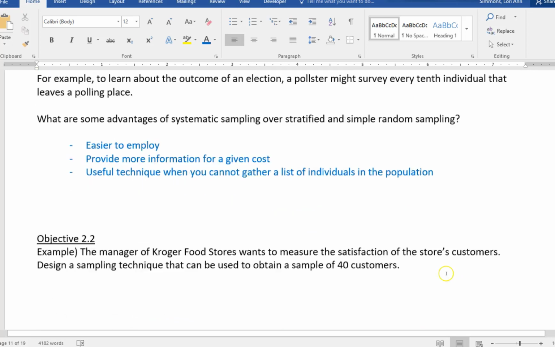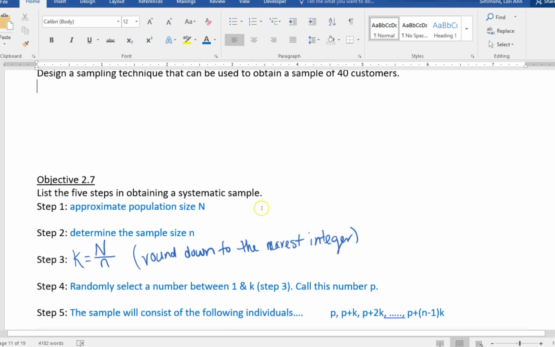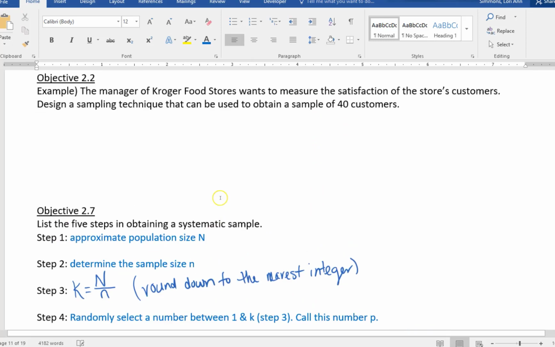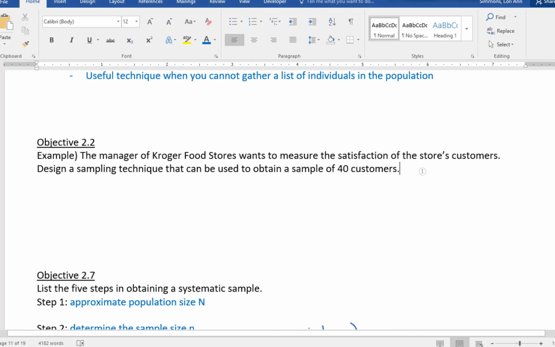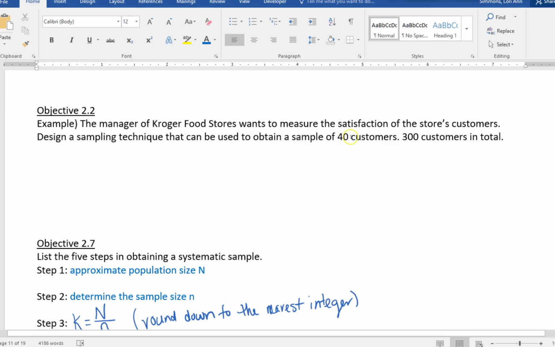Let's go back up to this example. So let's go through the steps. Step 1 is the population size N. I don't have that in here, so we're going to say that there are 300 customers in total. That's our N. Our sample size is 40.